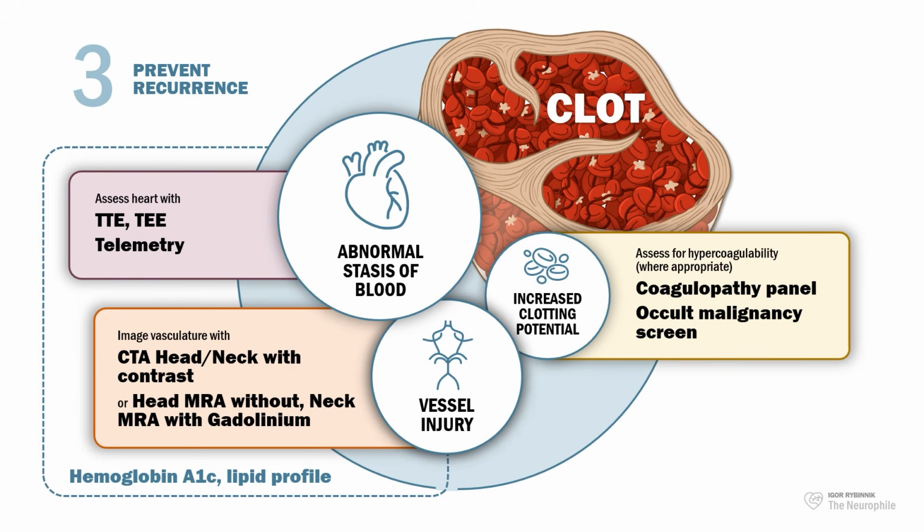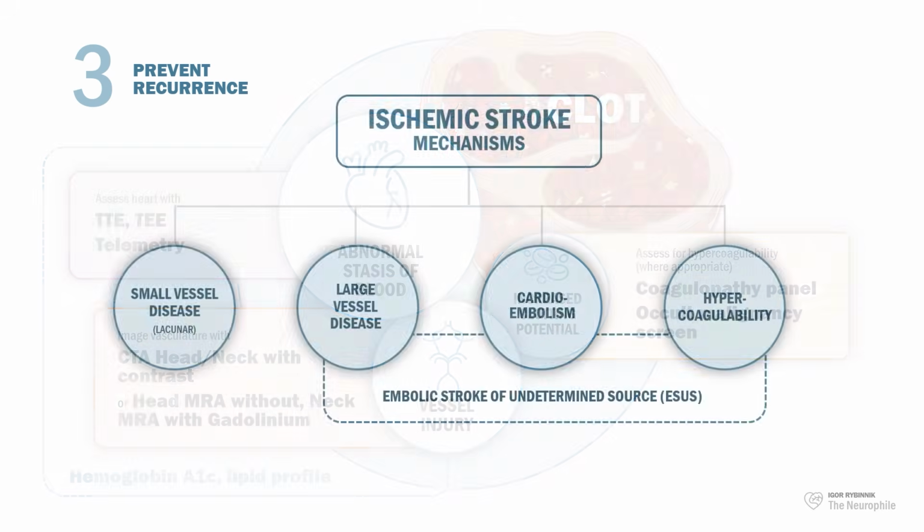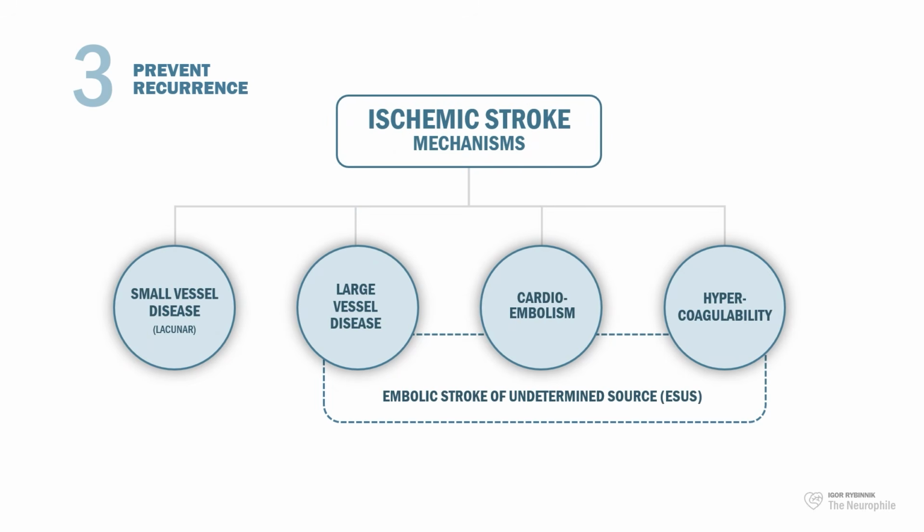Check laboratory markers for vascular risk factors, including hemoglobin A1C and lipid profile. Assess for risk factors for coagulopathy and consider sending a coagulopathy panel and performing a malignancy screen, where appropriate. You're looking to establish a stroke mechanism. Small vessel disease, large vessel disease, cardioembolism, hypercoagulability, one of those.